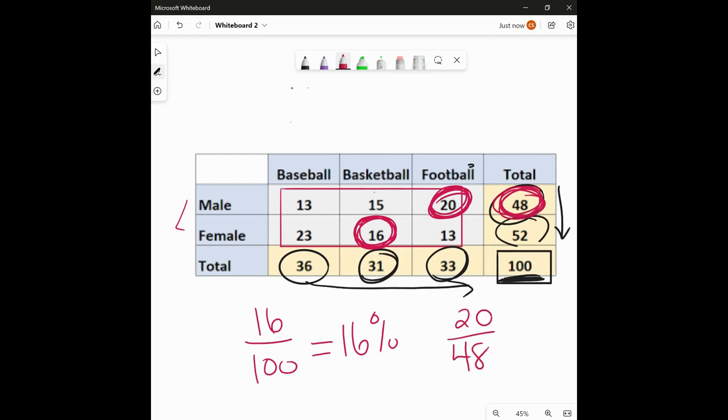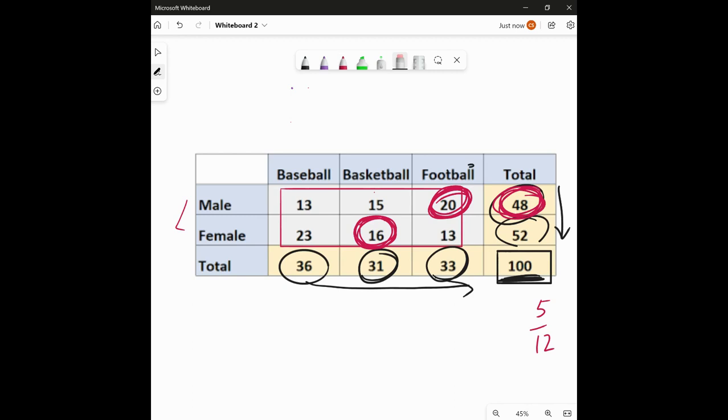Now you might want to turn this into a percent. If you're going to turn this into a percent, you can simplify. I'm going to divide them both by 4, and I'm going to get 5 over 12. And then from there, you can turn that into a percent. There's a couple of ways to do it. I'm going to show you what I think the easiest way is. In a calculator, you just do 5 divided by 12, and you'd get a decimal, and you'd move the decimal 2 places to the right to make a percent.